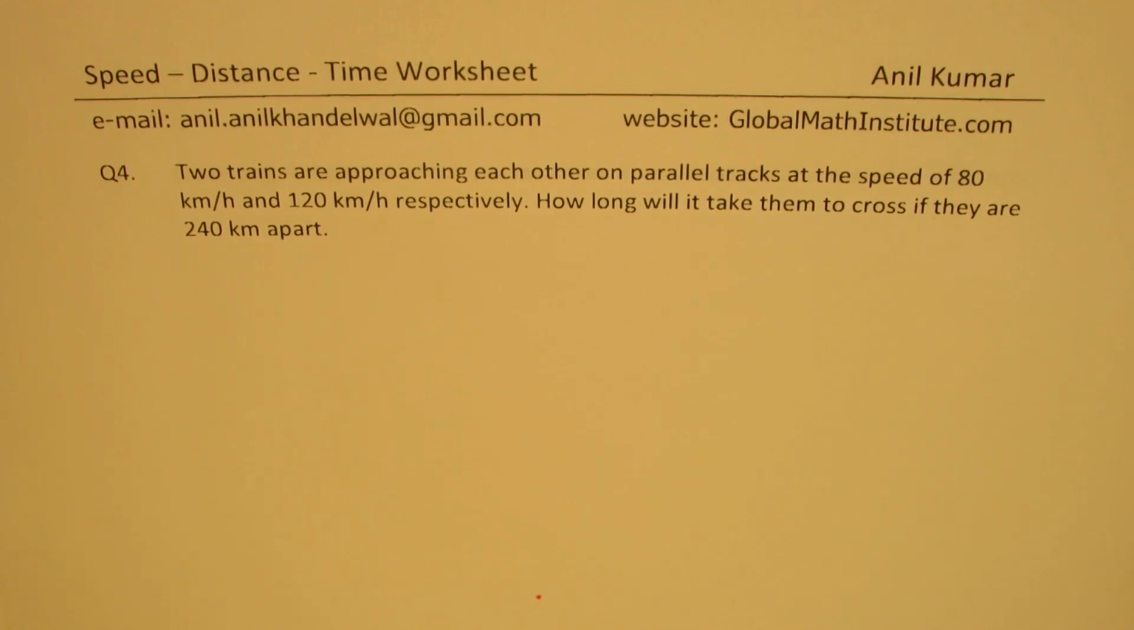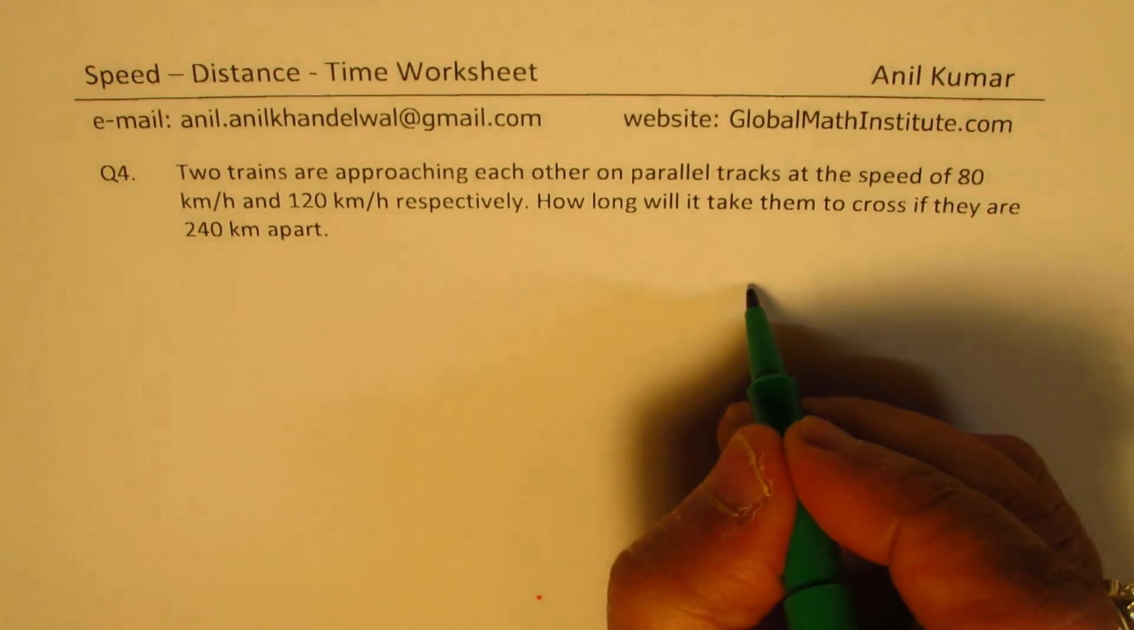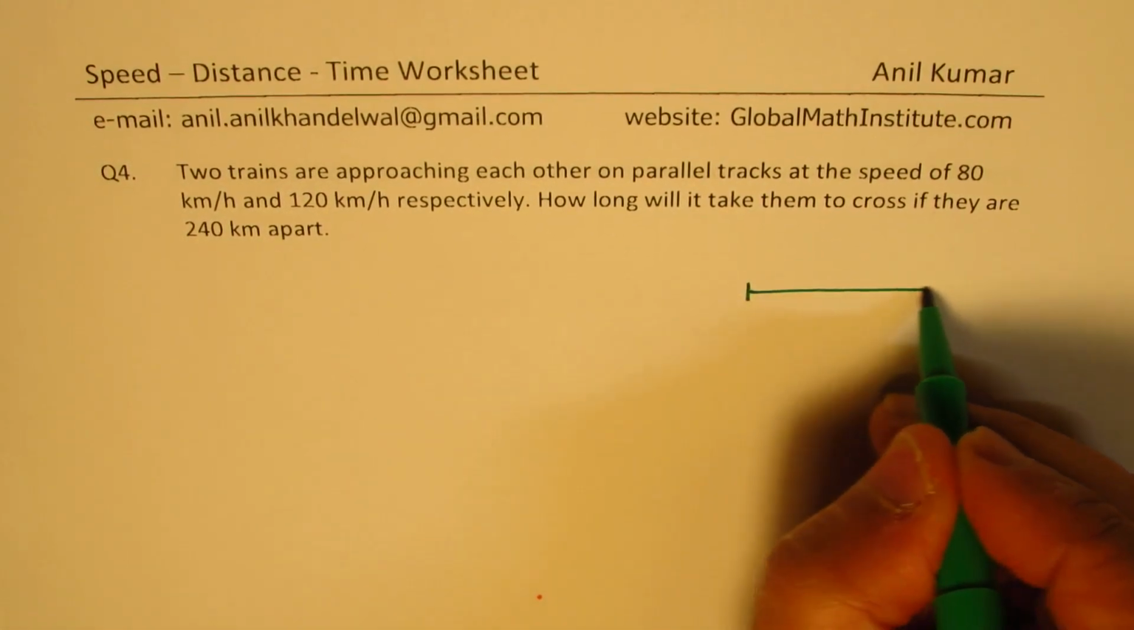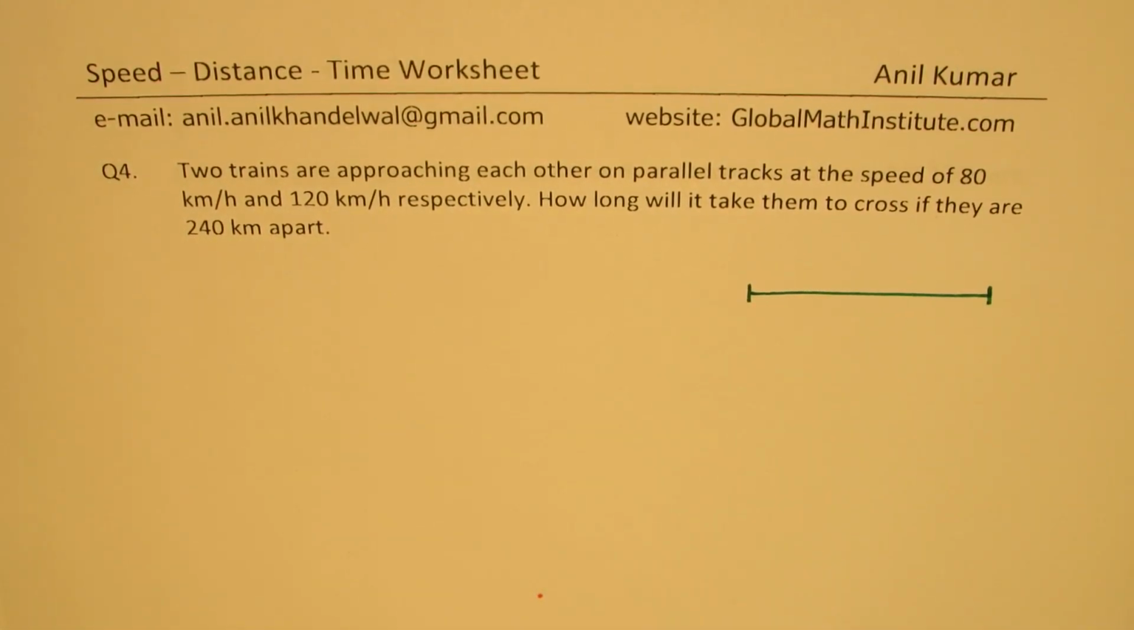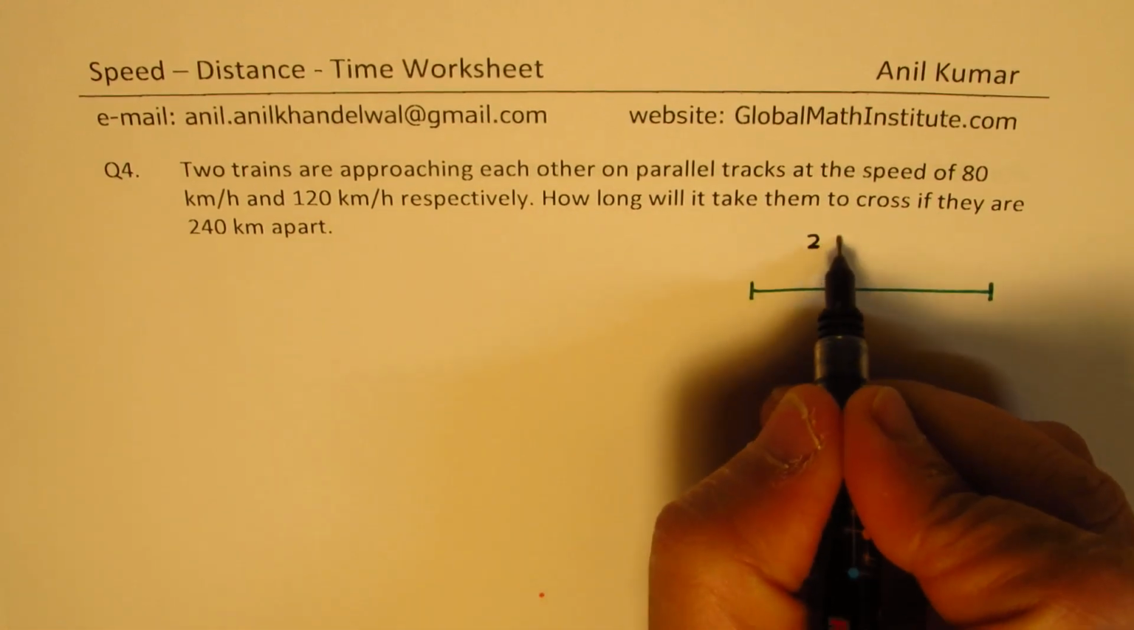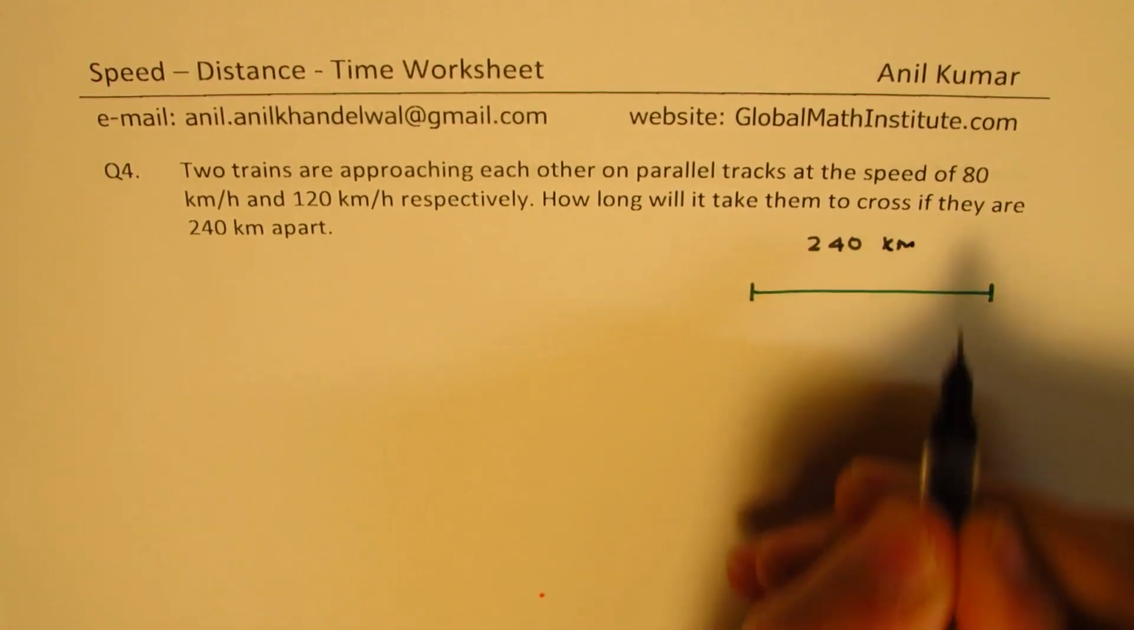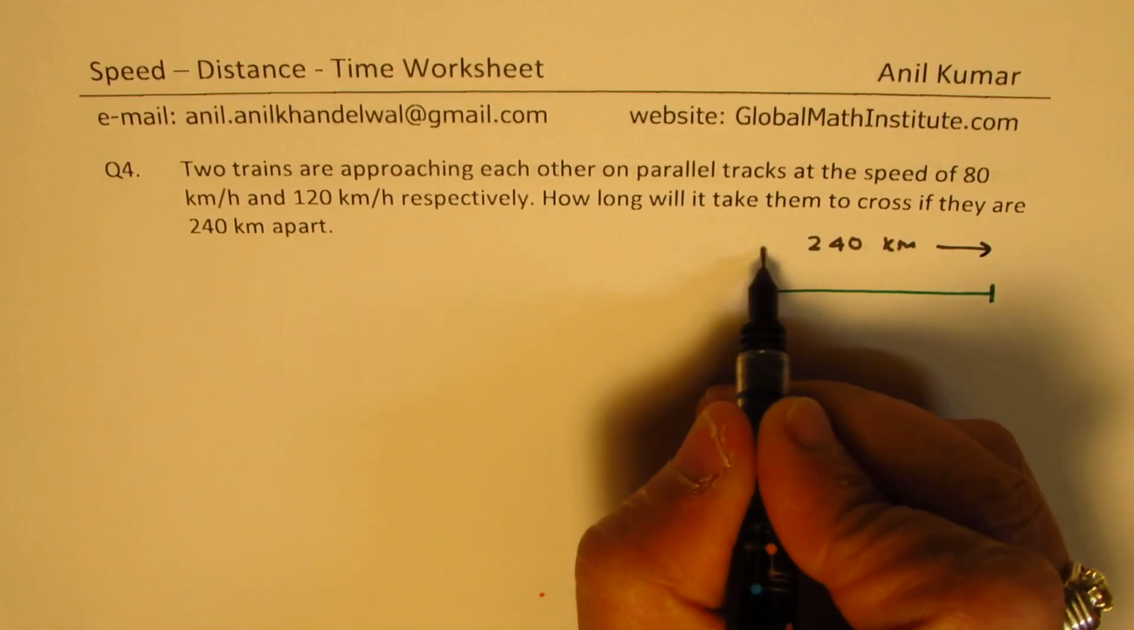Let's take up question number 4. Two trains are approaching each other on parallel tracks at a speed of 80 kilometers per hour and 120 kilometers per hour respectively. How long will it take them to cross if they are 240 kilometers apart? So let's look into the situation. Let's say this is the total distance, which is 240 kilometers, correct? So that is the distance.